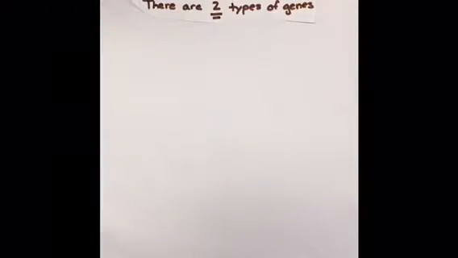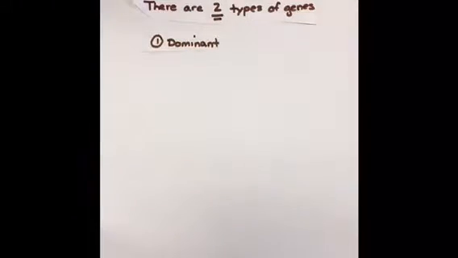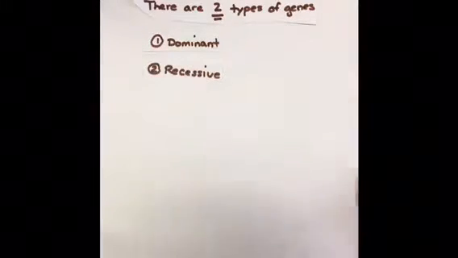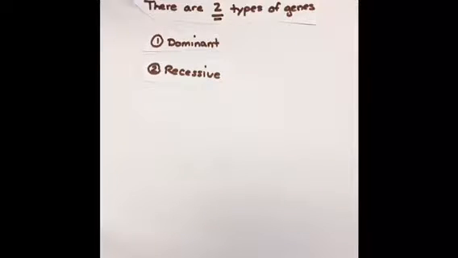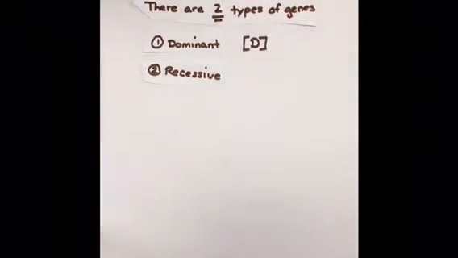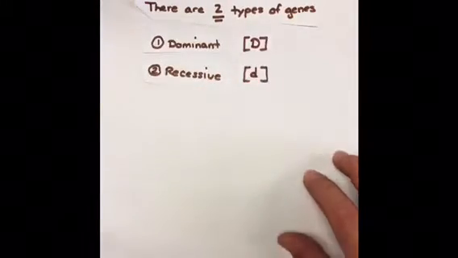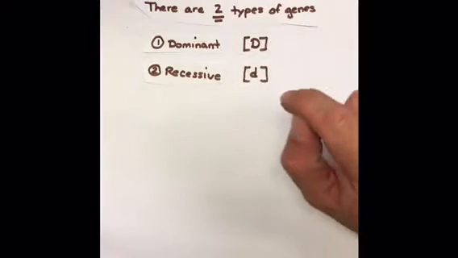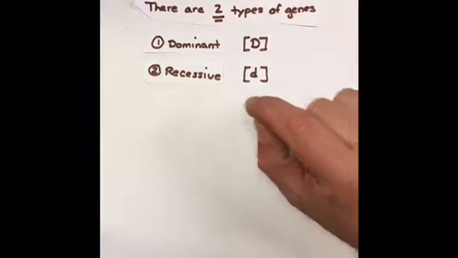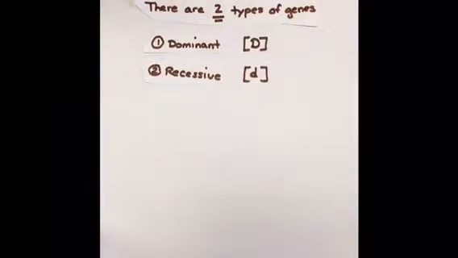So your parents can either give you a dominant gene or a recessive gene. Now don't let these words scare you, they're pretty simple. Dominant genes, we're going to use capital letters to represent. And we're going to use lowercase letters to represent recessive genes. So whenever you see a capital letter, we're always talking about a dominant gene. Whenever we see a lowercase letter, we're always referring to those genes as recessive genes. And this is very important, so keep that in mind.